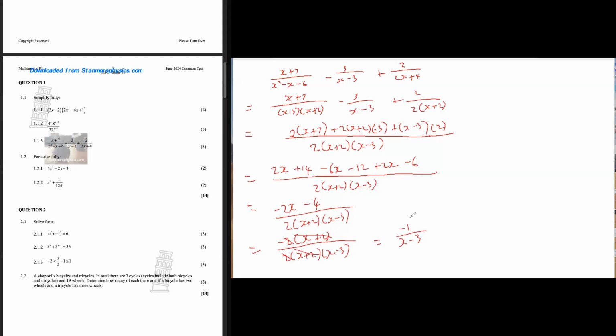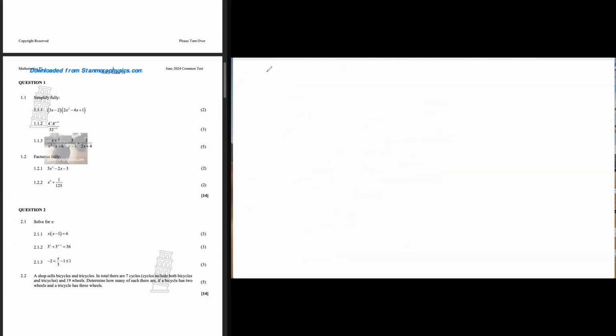So yeah, that would be your 5 marks. Okay, so let us move on to 1.2, which is factorization. Let's clear the drawings first. So 1.2.1, we have a nice trinomial here.